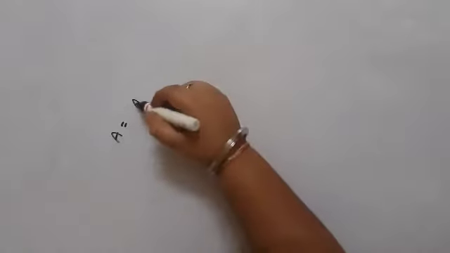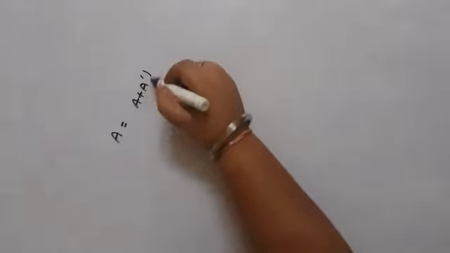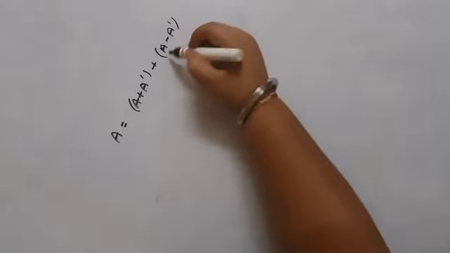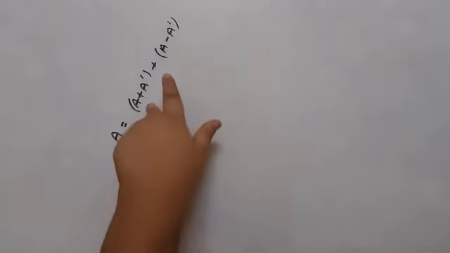Every square matrix is a sum of a symmetric and a skew symmetric matrix. We know the symmetric matrix is A plus A transpose, and the skew symmetric is A minus A transpose. Then every square matrix is the sum of a symmetric and a skew symmetric matrix. Now solve the RHS part.